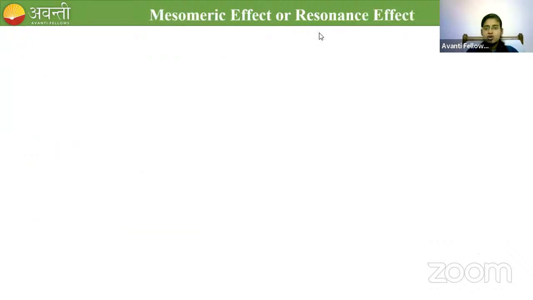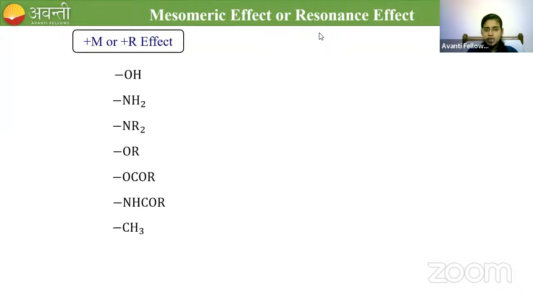Shall we go for the list of plus R groups and minus R groups? Okay, I will give you the list. The plus R groups are OH, NH2, NR2, OR, OCOR, NHCOR, CH3.